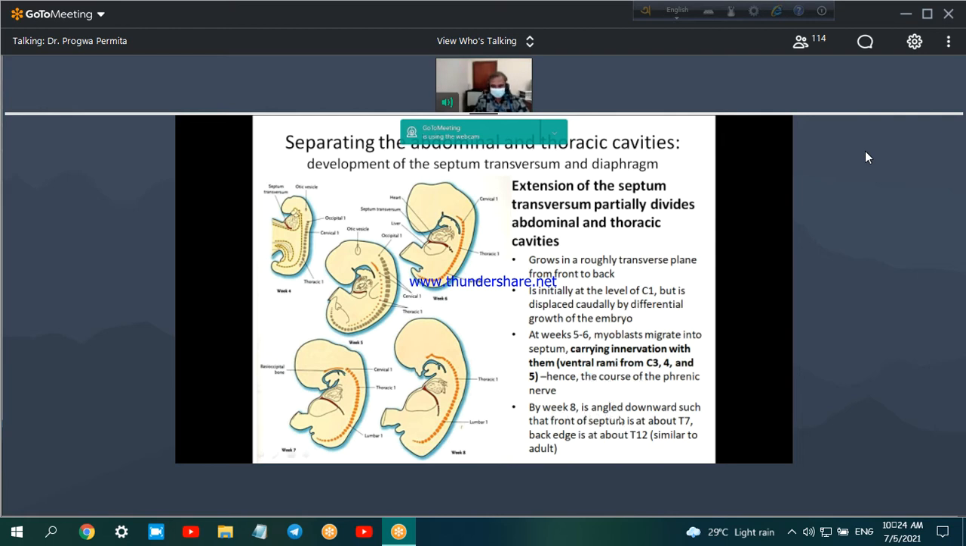By week 8, the septum is angled downwards such that the front of the septum is at about the 7th thoracic vertebra and the back edge is at about the 12th thoracic vertebra, similar to the adult.